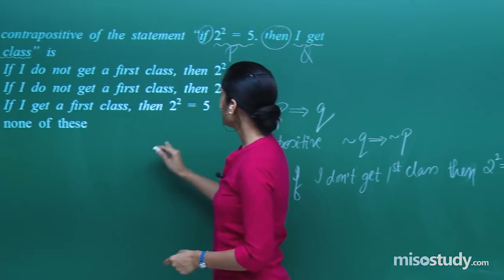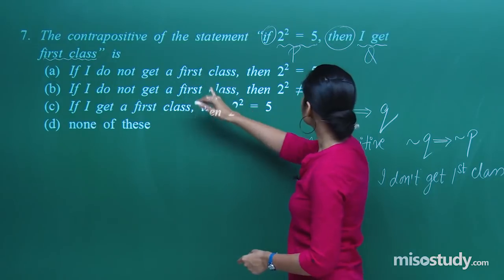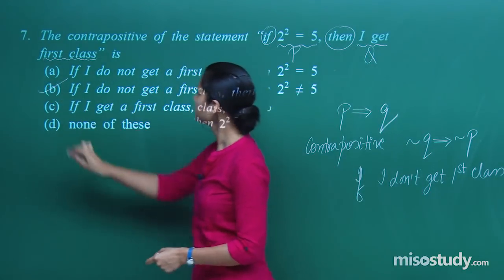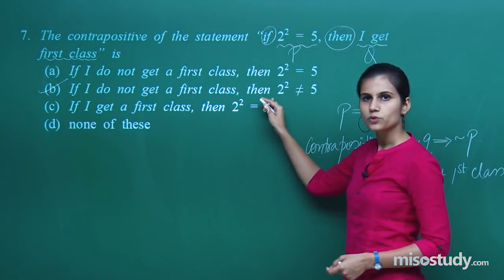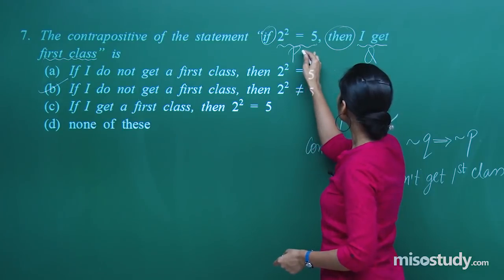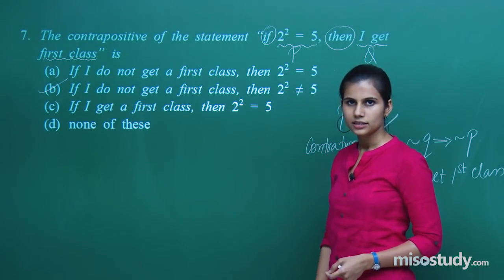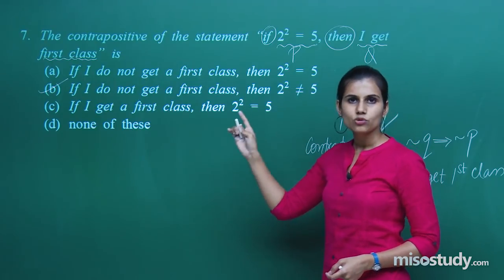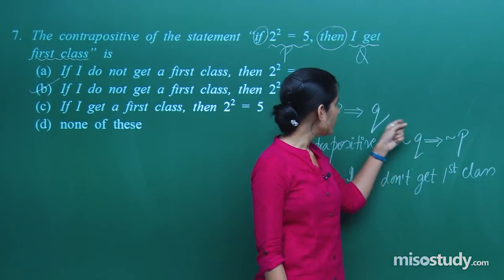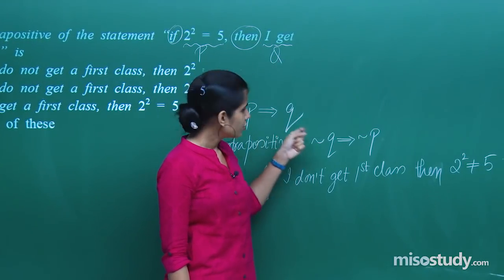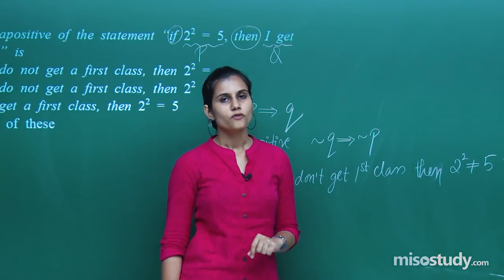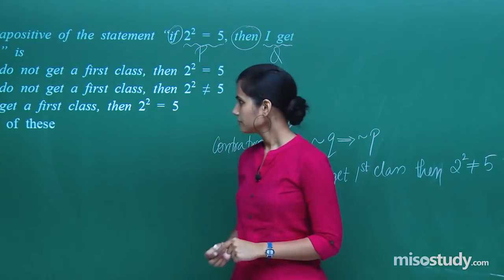So what is the contrapositive? If I do not get a first class, then 2 square is not equal to 5. This is the contrapositive of the statement: if 2 square equals 5, then I get a first class. Interpreted as P implies Q, its contrapositive is not Q implies not P. If you have Q and P already with you, you can very easily interpret not Q and not P, and then you can get the contrapositive statement.